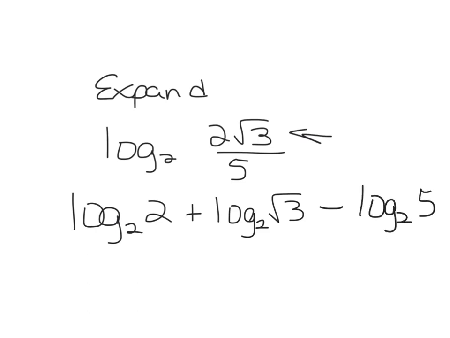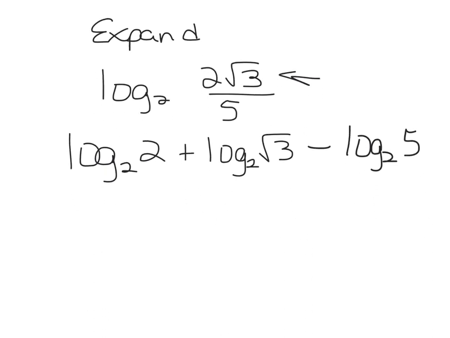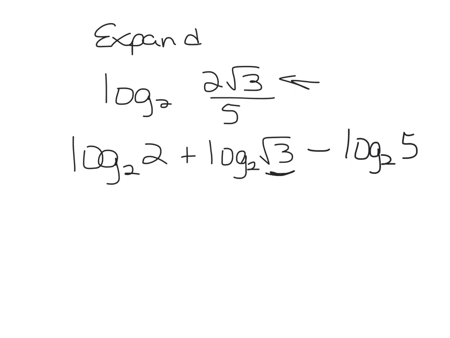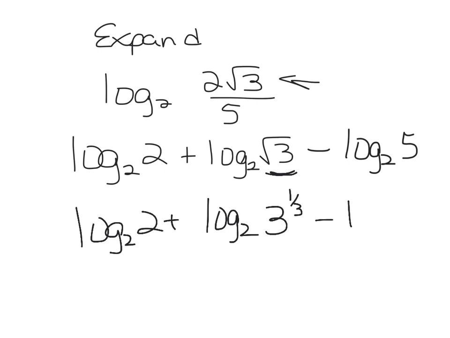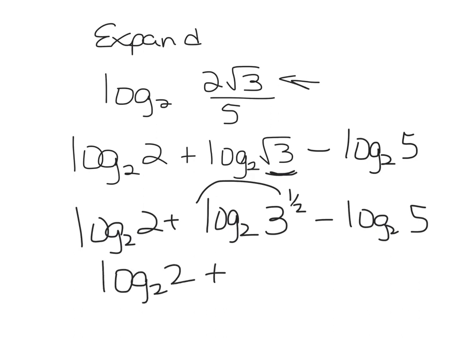But remember what I told you: anytime we see radicals in this chapter, we're going to turn them into fraction exponents. So I need to change this radical 3 into 3 to the 1/3 power. So log base 2, and then on this one I'm going to apply that power property and swing that exponent around to the front. I put a 1/3 there. This should be 1/2, it's a square root. So now my answer here is going to be log base 2 of 2 plus 1/2 log base 2 of 3 minus log base 2 of 5.